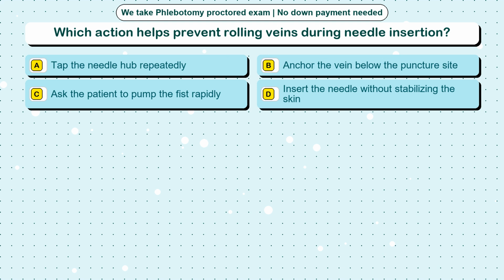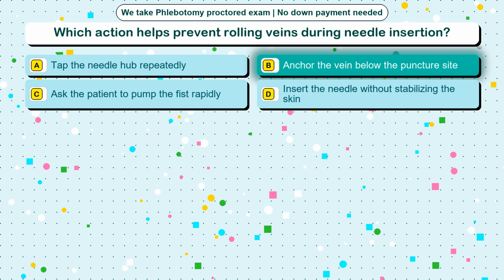Question 26. Which action helps prevent rolling veins during needle insertion? Option A. Tap the needle hub repeatedly. Option B. Anchor the vein below the puncture site. Option C. Ask the patient to pump the fist rapidly. Option D. Insert the needle without stabilizing the skin. The correct answer is option B.